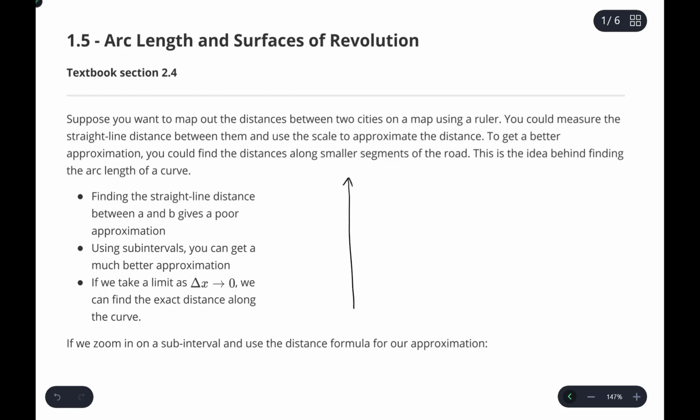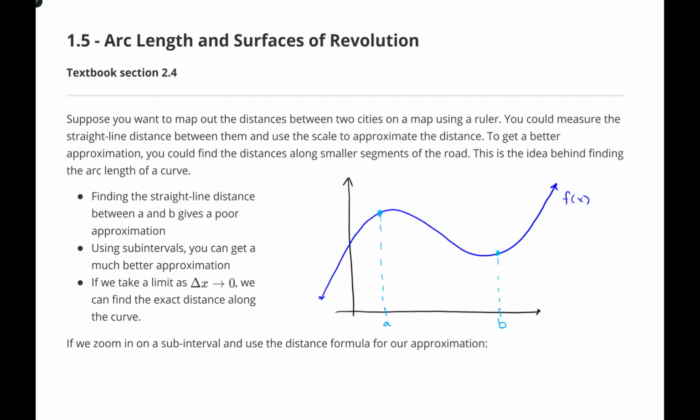Okay, so we saw in the introduction how if we're trying to find the arc length of some curve, and we'll just call this curve f of x, and we want to calculate the arc length between 2 points, so A and B, then what we learned is the straight line distance between A and B gives a really poor approximation. All right, so if I just calculate the distance between these 2 points, and of course this point is A, f of A, and this point is B, f of B.